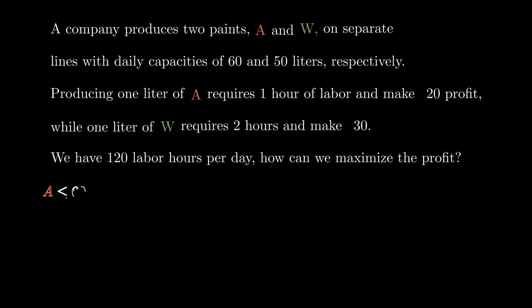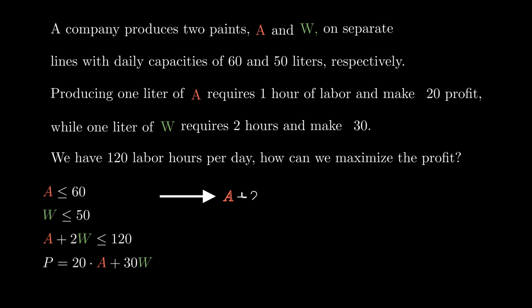We can describe the problem with two variables, A and W, and impose the conditions. Then we can say that we want to maximize the hours of work per day, so we put A plus 2W equal to 120. With simple algebraic operations, we can see that under these conditions, maximizing the profit is equivalent to minimizing W.